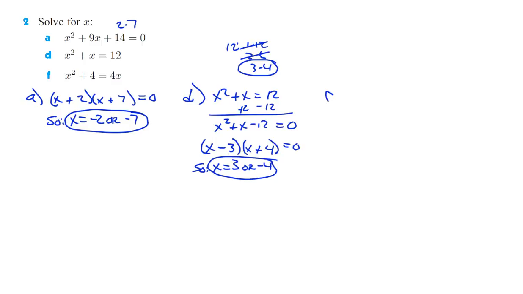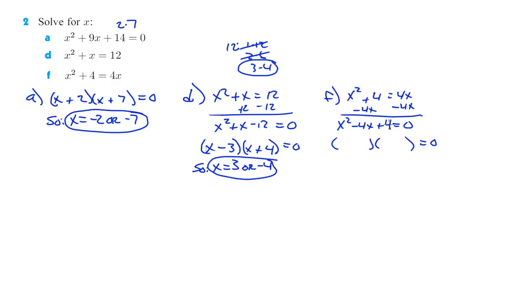All right. F, we got x squared plus 4 equals 4x. So I'm going to subtract 4x from both sides. And to make my life easy on this one, I'm going to put x squared, and then I'm going to put my minus 4x, and then I'm going to put my plus 4. So now I can just go straight into this factoring piece that we do here.